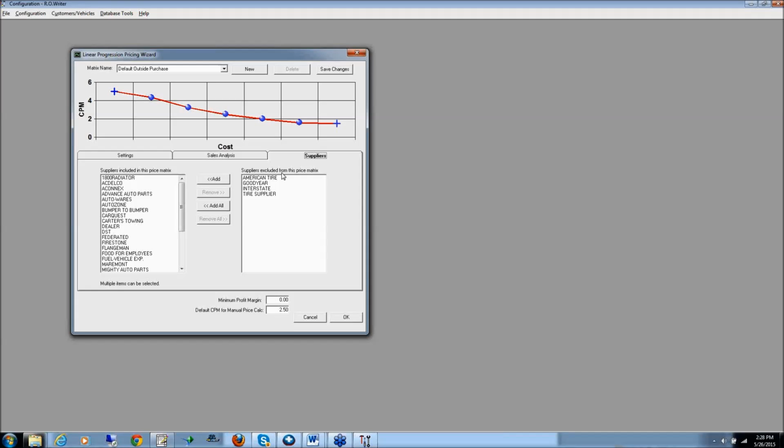Let's say I wanted to have a matrix for dealer parts. I could put that in there. If I wanted a matrix for my fluids, I could add that in there as well. Again, no limit to the number of different suppliers that we can have.